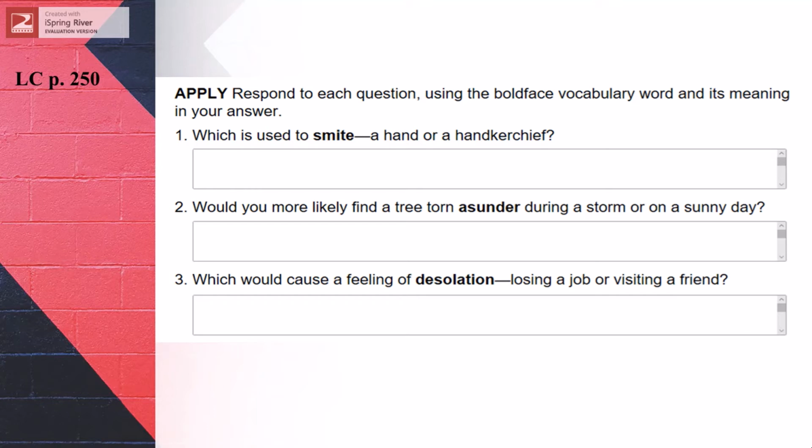How about number 2? Would you more likely find a tree torn asunder during a storm or on a sunny day? I hope you can get the correct answer. How about number 3? Which would cause a feeling of desolation? Is it losing a job or visiting a friend?